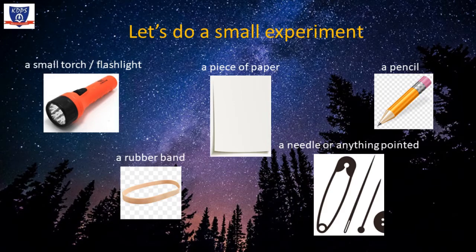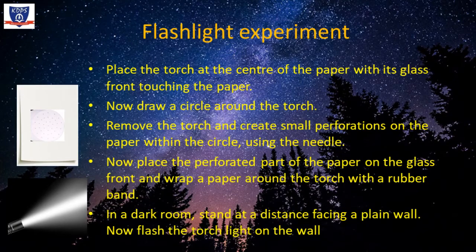For this experiment, you will need a small torch, a piece of paper, a pencil, a rubber band and a needle or anything pointed. First, place the torch at the center of the paper with its glass front touching the paper. Now draw a circle around the torch.